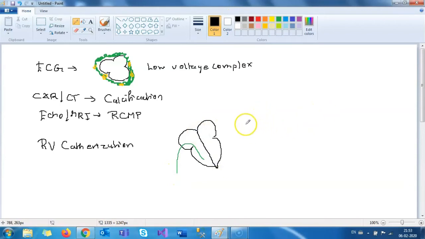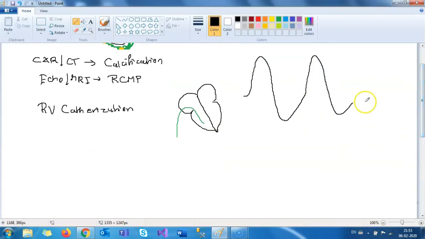So normally the right ventricular pressure goes up during systole, comes down during diastole, then slowly goes up and then goes up again during systole and comes down during diastole. This is the usual pressure that you will see in the right ventricle. Now, in a patient of constrictive pericarditis, the systolic part is normal. It will go up just like usual. It will come down just like usual.